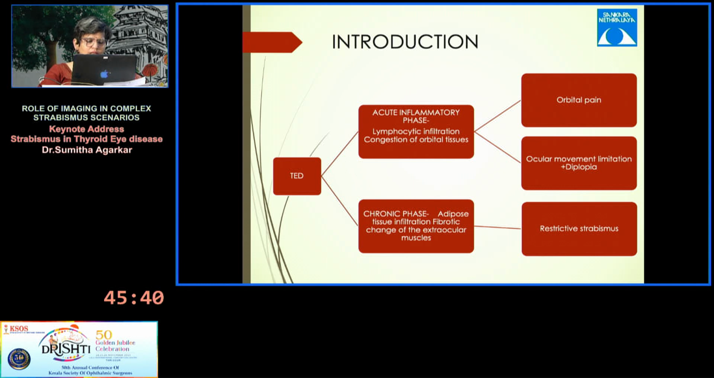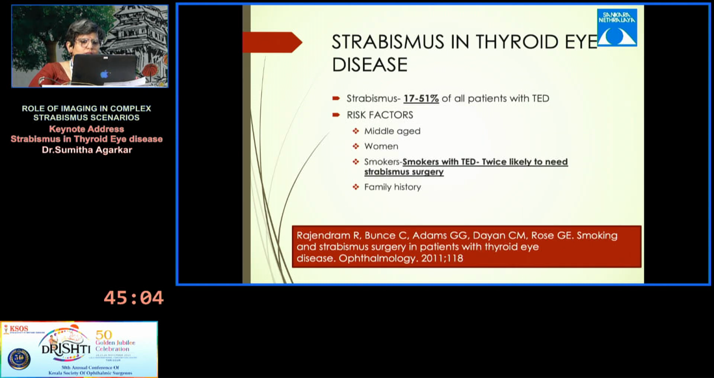But if you look at the muscles or strabismus point of view, we have two clear phases in the whole disease spectrum. You have an acute inflammatory phase with a lymphocytic infiltration and congestion of the orbital tissues, which can lead to pain and sometimes diplopia and ocular movement limitation, for which the patient comes to us. And then there is a chronic phase where there is adipose tissue infiltration and fibrotic changes in the extraocular muscles, leading to tight and fibrotic muscles, leading to a restrictive strabismus.